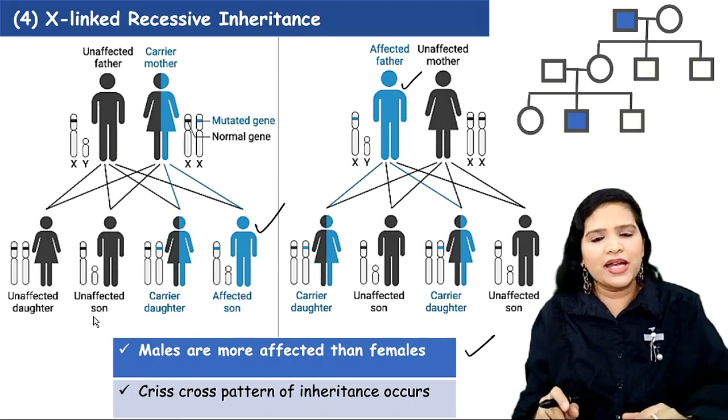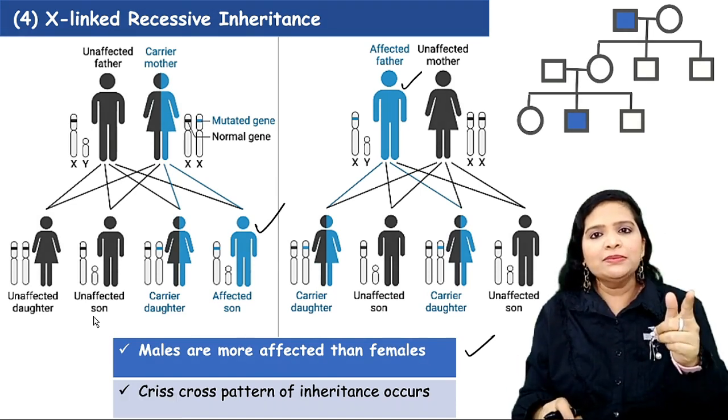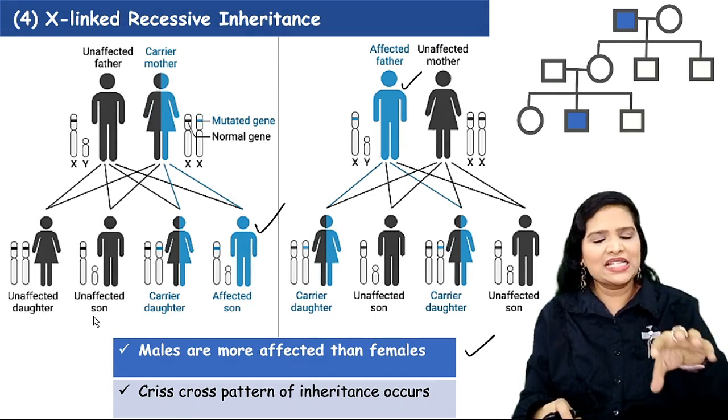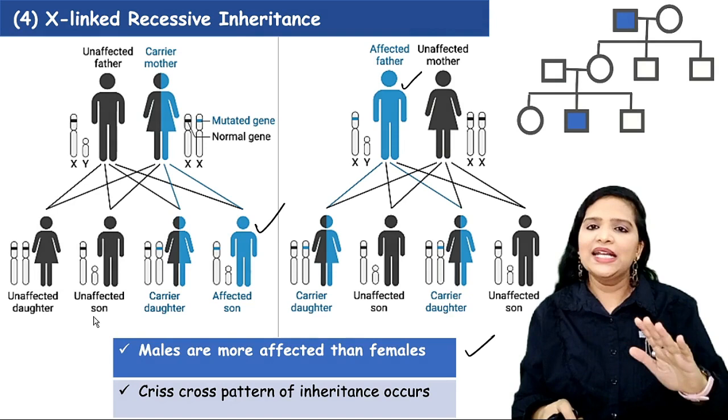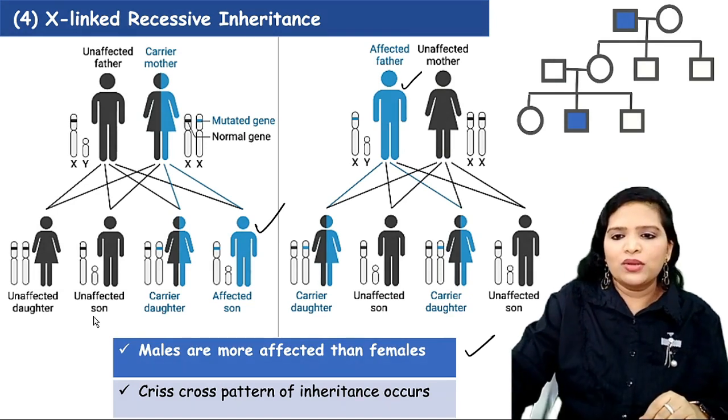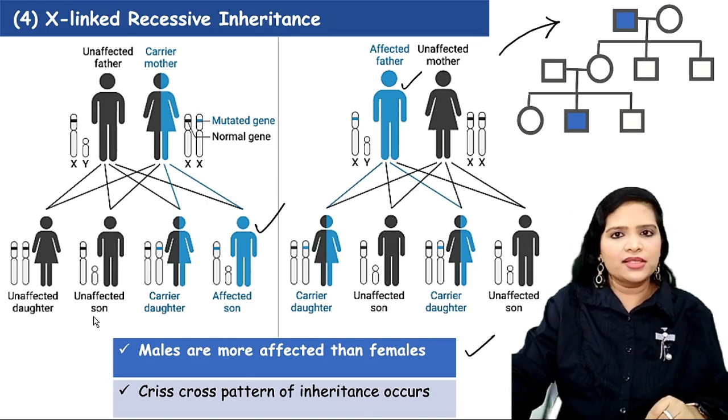What is the crisscross pattern? The disease will be present in the grandparent. It will not be present in the parent because the parent acts as a carrier. Then it will be passed to the children. Okay, this is crisscross. So, if you draw a pedigree chart for this, it will be like this.